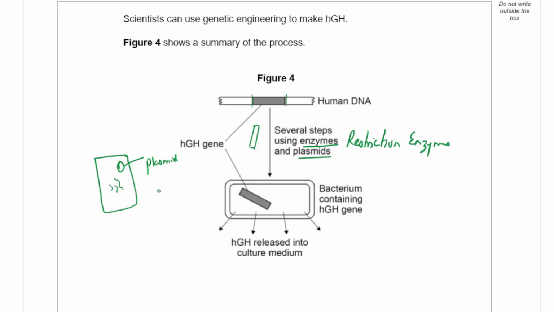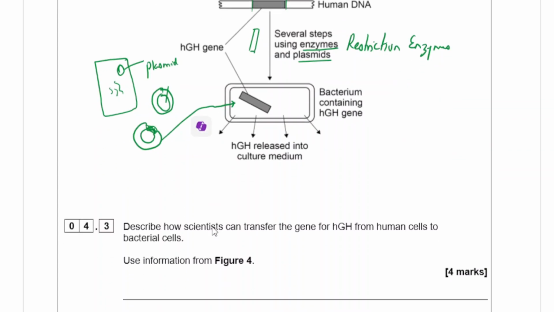So you would isolate the plasmid and then cut that again using enzymes, and then insert the gene into the plasmid, and then transfer that plasmid into the bacteria. So although here it says on the diagram it's just the HGH gene, it has to be part of the plasmid. So let's write the answer.